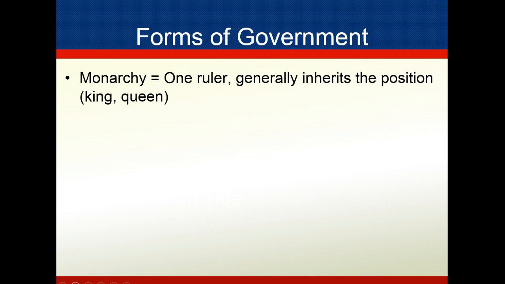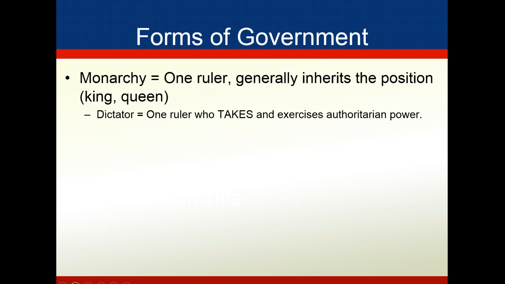Now, when we look at governments, there are different forms. Like the monarchy, which is one ruler who generally inherits that position, like a king or a queen. It's the oldest form of government that we have. Now, how do we separate a monarch from a dictator? A dictator takes and exercises that authoritarian power. An absolute monarch is still somebody who exercises authoritarian power, but they generally inherit the position. The term aristocracy is used to describe rule by a select group. Today, we would call this elitism, or the elitist theory of government, which we'll talk about.